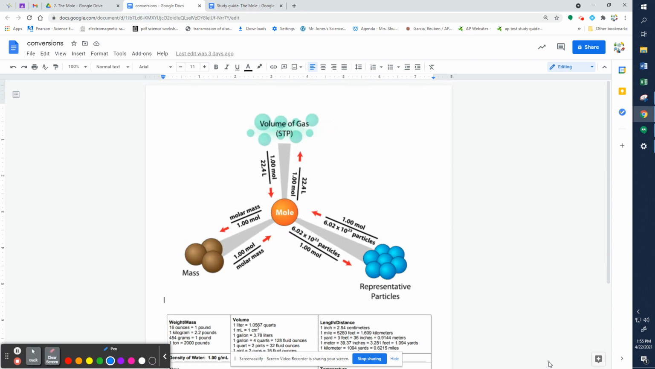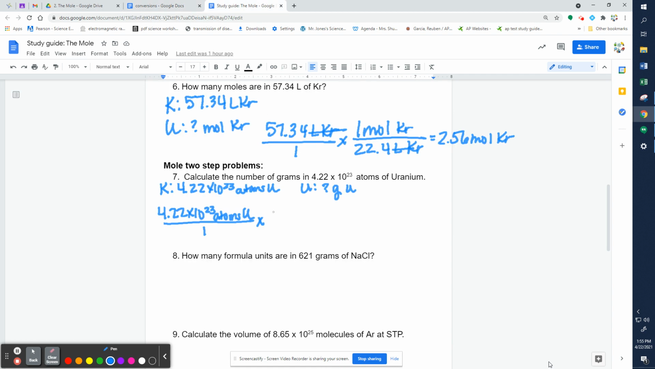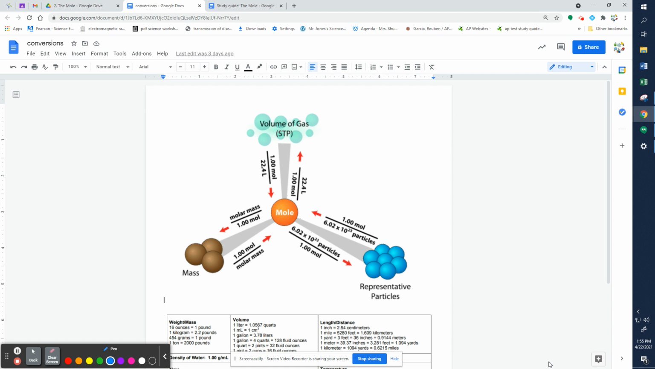Looking at our roadmap, we have particles, and we need to go to moles, and then we need to go to grams. So our first one, we're going to multiply by 1 mole over 6.02 times 10 to the 23rd particles. That's our first step. So we're right here now. Now we need to go from moles to mass. So we're going to multiply by molar mass over 1 mole.